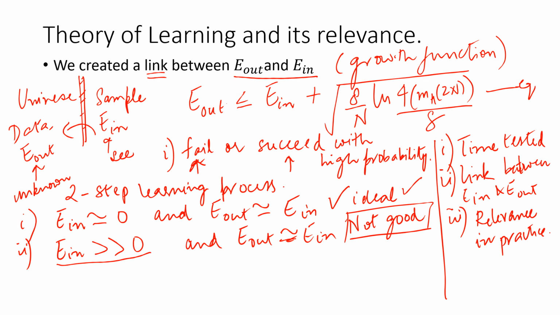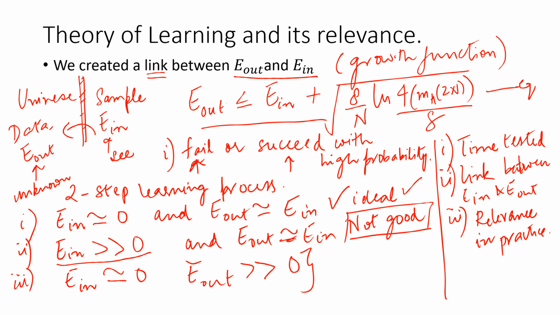Okay, the scenario that the theory will help us avoid, if you think about it, is this: I get an E in, the in-sample error, extremely small, like almost 0, and then my E out was actually really big. So basically, I'm fooling myself in this case if I were to believe this, but my theory would not allow me to believe this, because I have this link that exists between E in and E out.